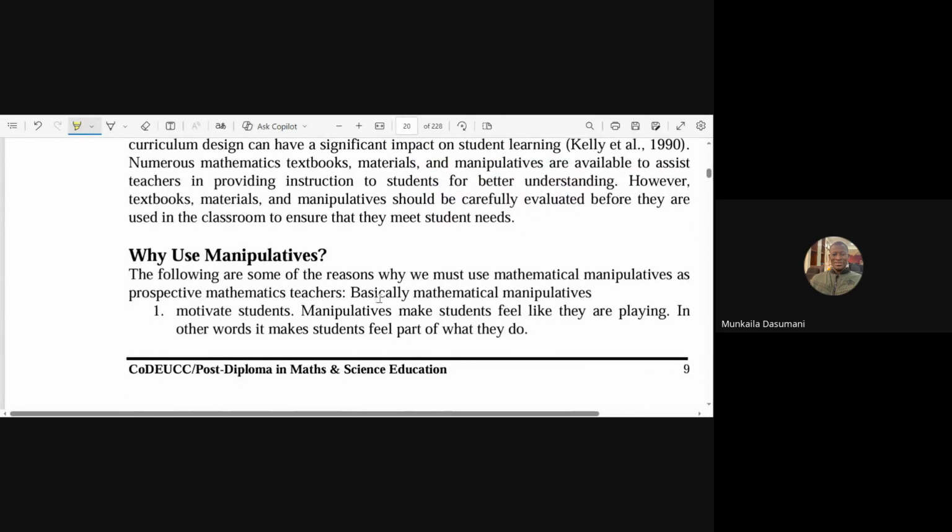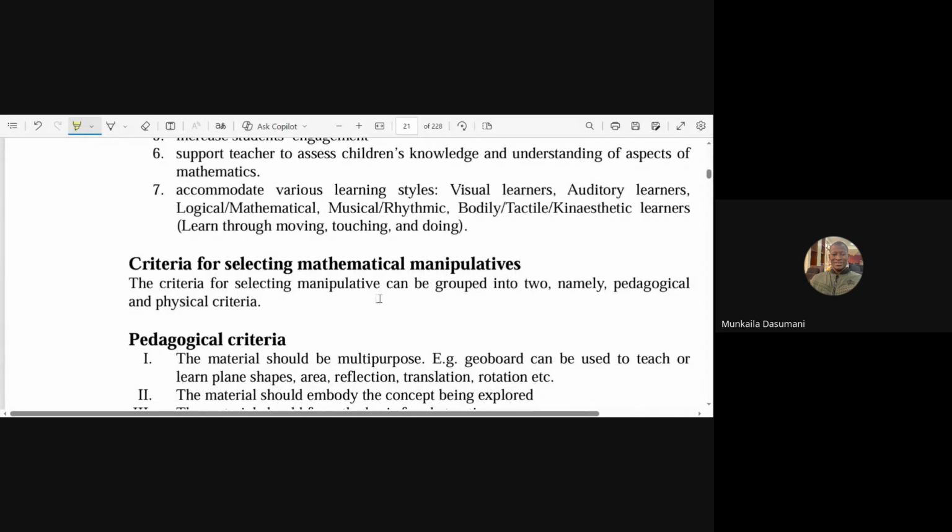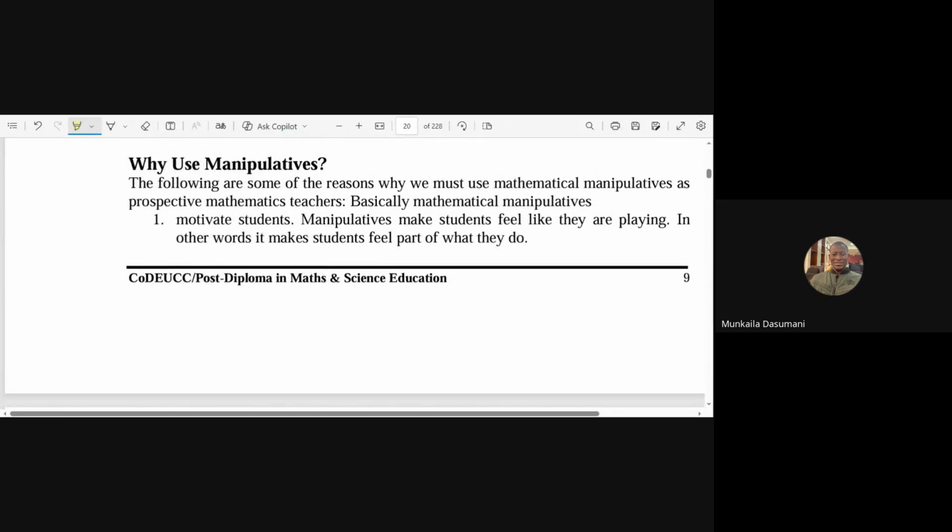So the next question is, why do we even need manipulatives at all? The following are some of the reasons why manipulatives should be used by prospective mathematics teachers. All right. So we have a number of them. Maybe the ladies, can you tell us maybe four of them? Why do we use manipulatives? Dia has spoken. Beauty has spoken. Beauty, go ahead.